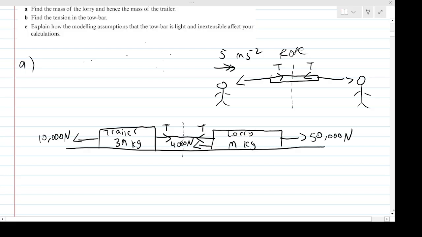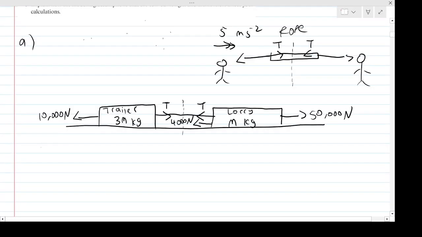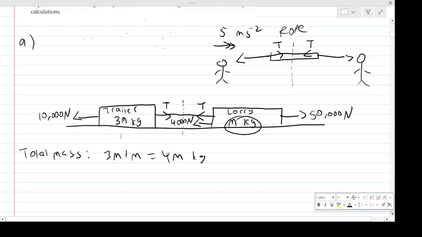If we consider it as one object, firstly we can just add the masses together. So the total mass is going to be 3m add m kg, which is 4m kg. So the mass of the lorry added to the mass of the trailer is the total mass of this one object. I'm basically just combining them into one. Now, I also need to combine the forces acting on both of them together.